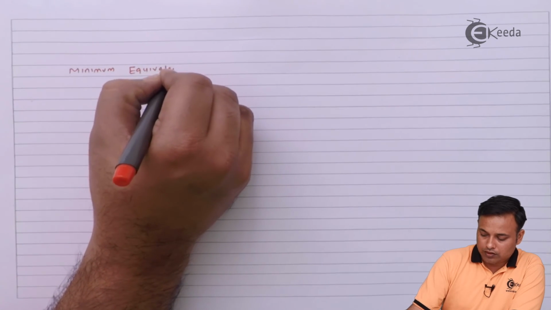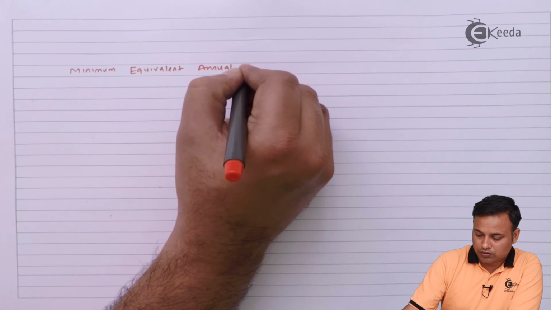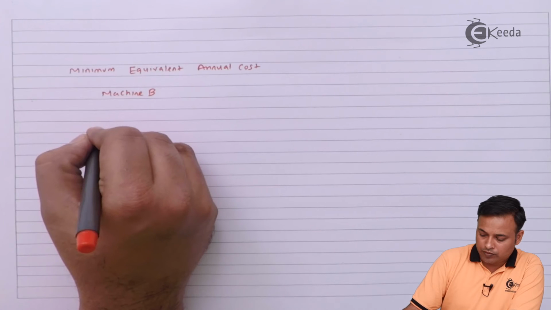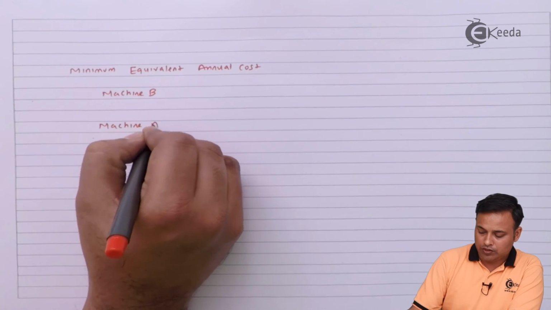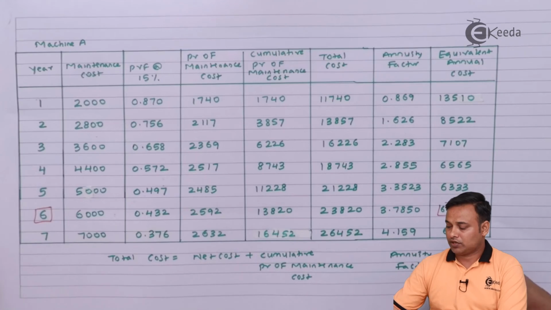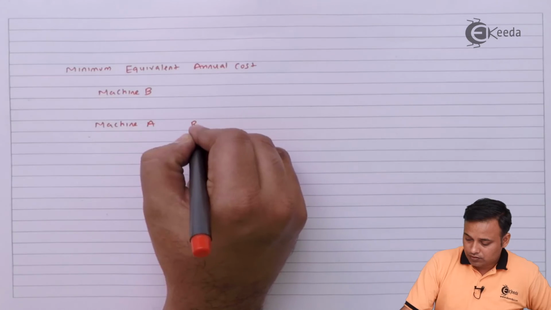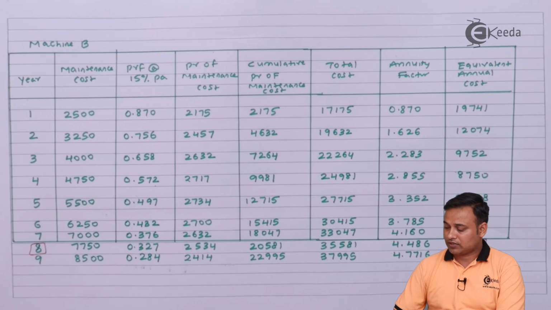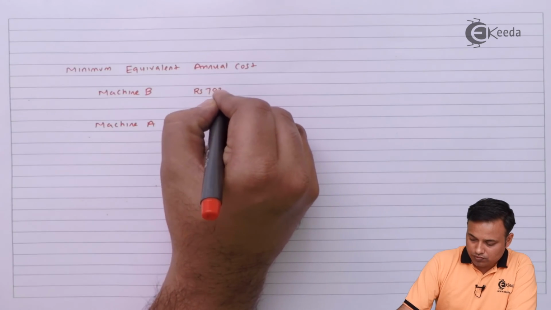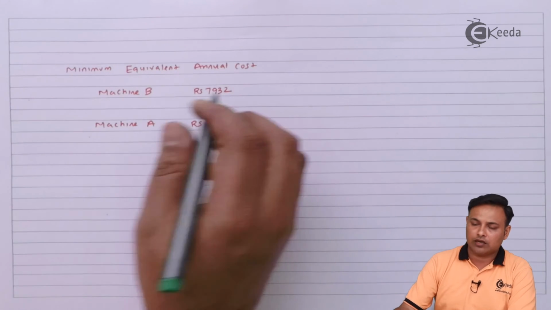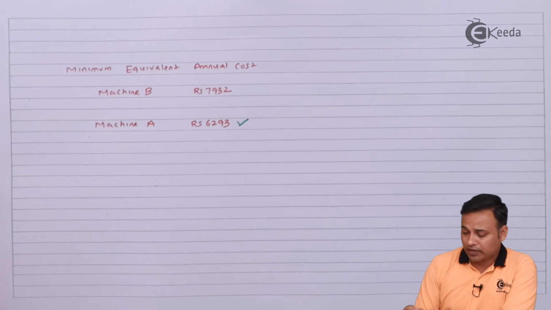Equivalent annual cost for machine A and for machine B. So my minimum equivalent annual cost for machine A is 6293 for 6 years and for machine B का आएगा 7932. So दोनों में से मिनिमम एनुअल कॉस्ट है मशीन ए का, तो हम मशीन ए को रिकमेंड करेंगे.